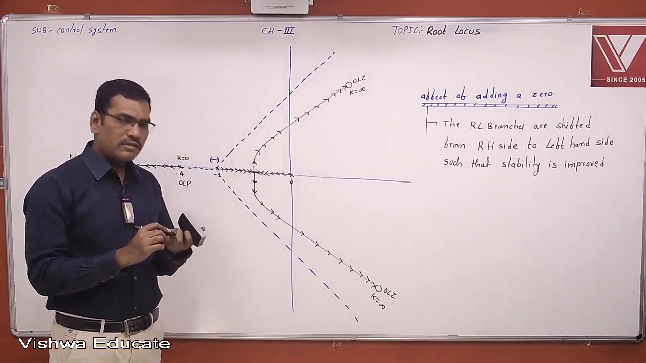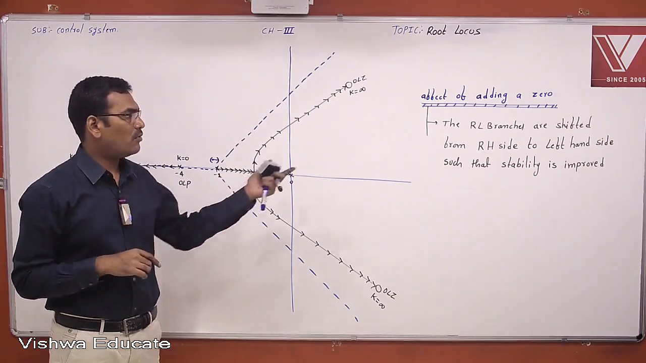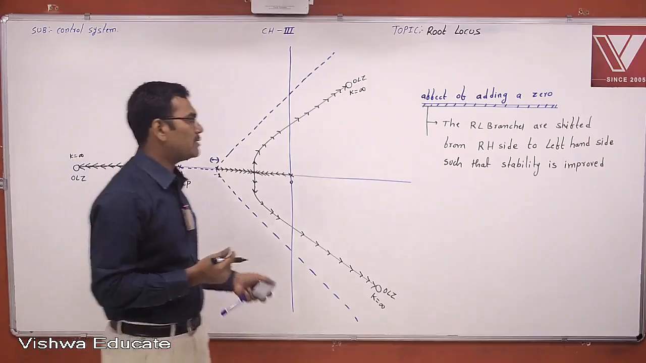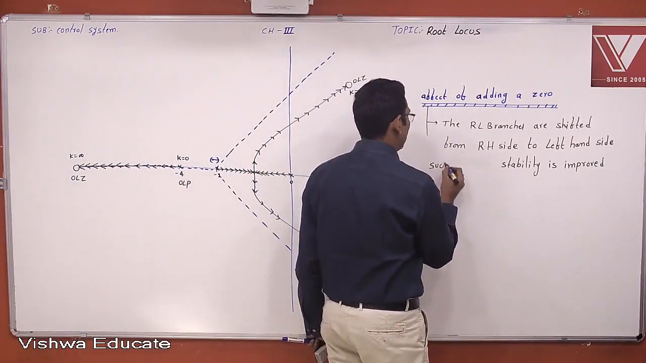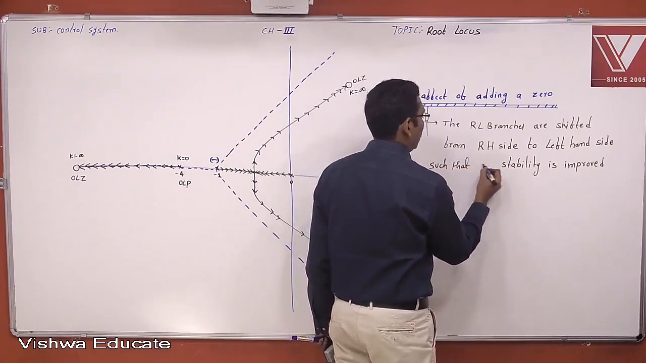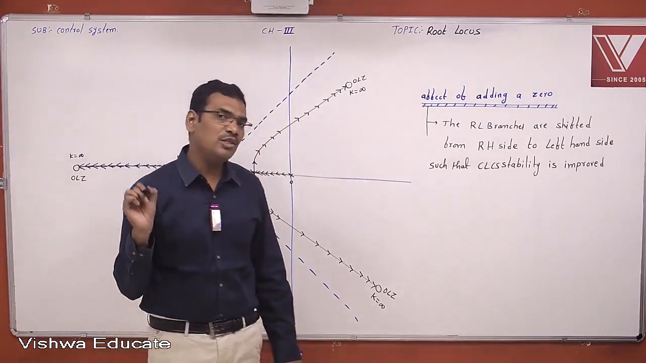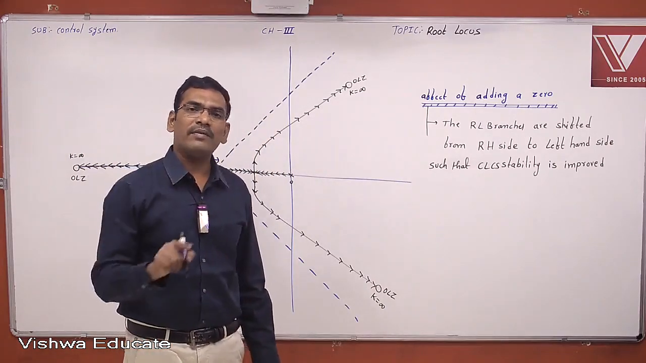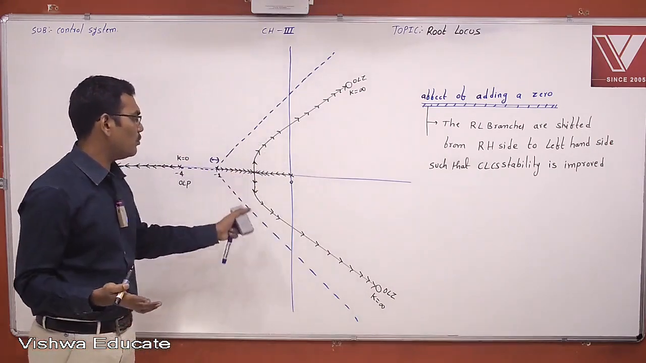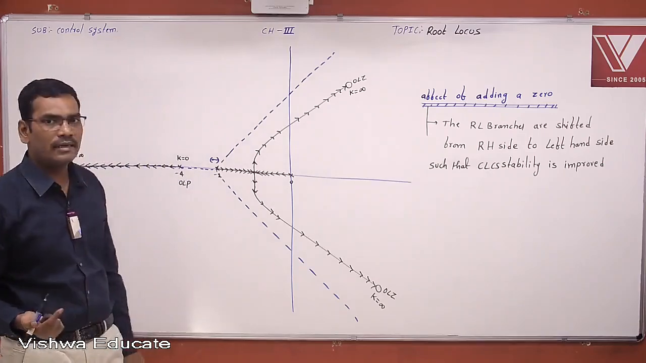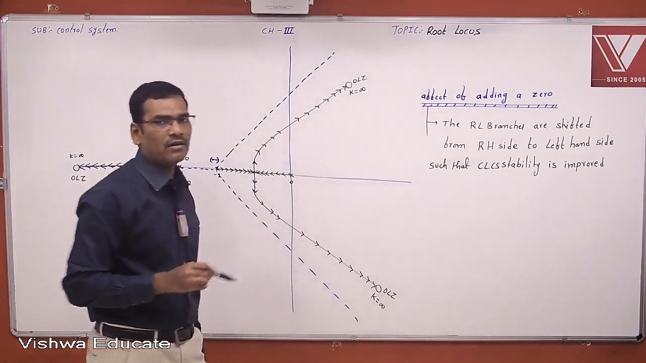So when you add a zero, students ask a doubt. Sir, you are adding a zero in the open loop transfer function. Now which stability is improved? 100% this is the closed loop control system stability. Why? Because you are adding a zero in the open loop transfer function. After converting into the characteristic equation, it is totally a closed loop pole. Whatever we are drawing in the root locus diagram, the root locus is nothing but the movement of the closed loop pole. Okay, this is the effect of adding a zero.